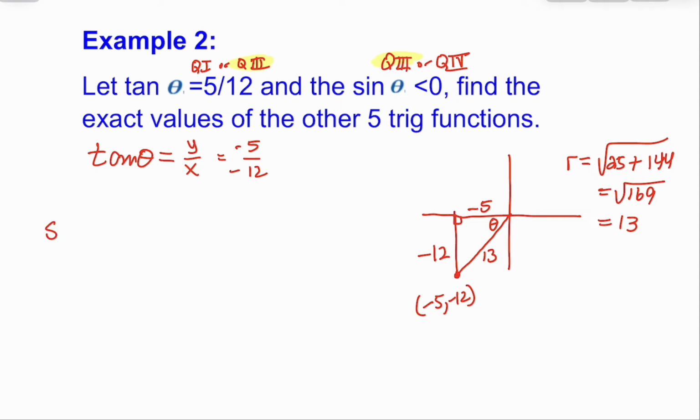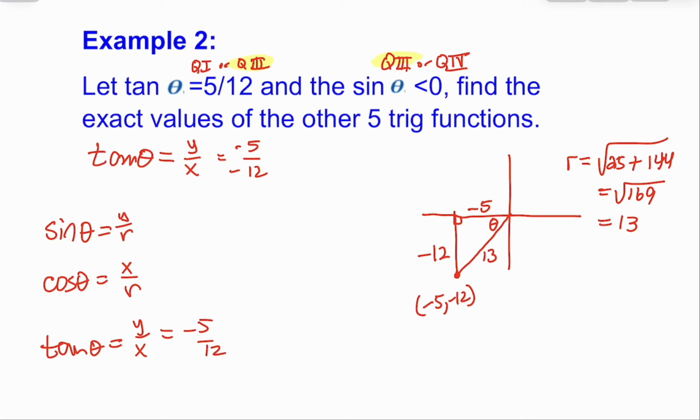Okay, so we know sine is y over r, cosine is x over r, tangent is y over x. We already know that, so let's put that in. Okay, now our sine is the y value opposite over hypotenuse, negative 12 over 13. Now remember, they said that our sine better be less than 0, negative. It is. Bam, that's great. Cosine is adjacent over hypotenuse, or x over r, or negative 5/13. So we have all those.